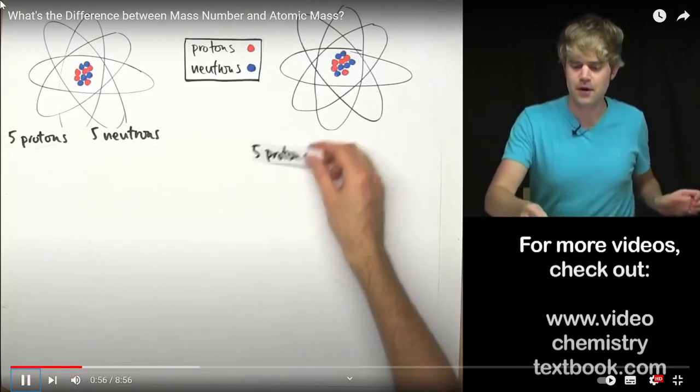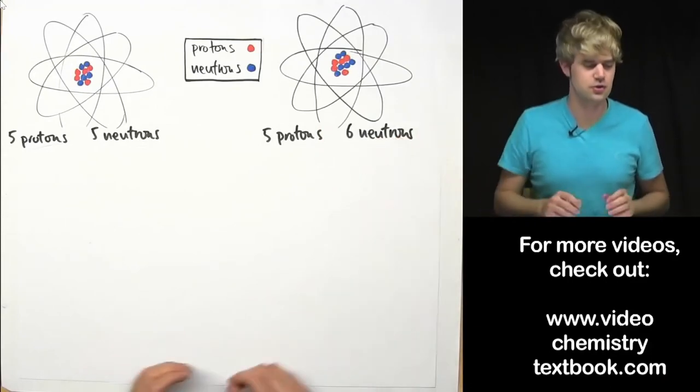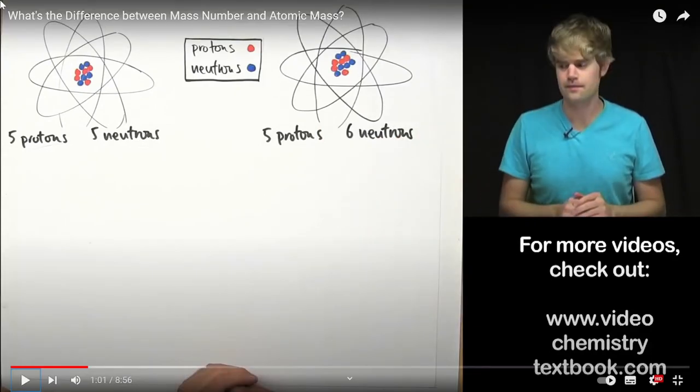This atom over here also has 5 protons, but it's got 6 neutrons. What's its mass number? 11. Excellent. You can fill that in. And you can put that it weighs what? The one on the left weighs 10 what? AMU. And the one on the right weighs 11 AMU.